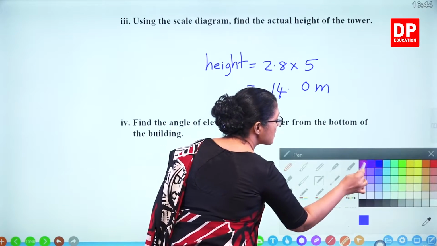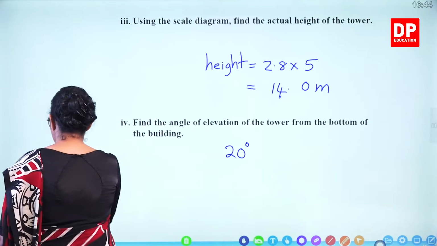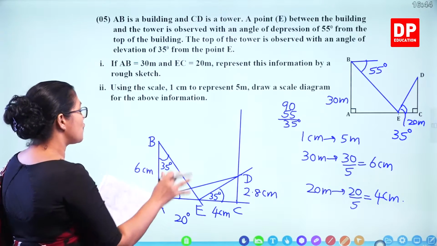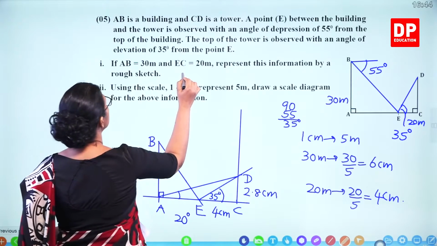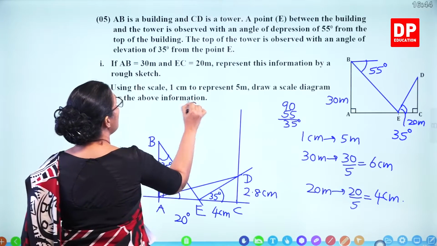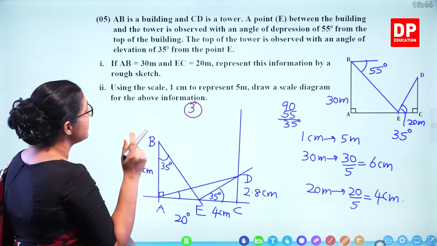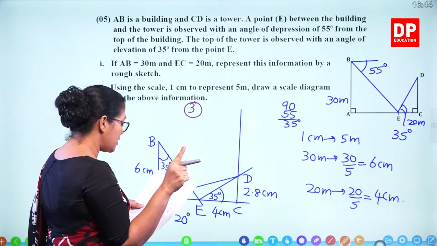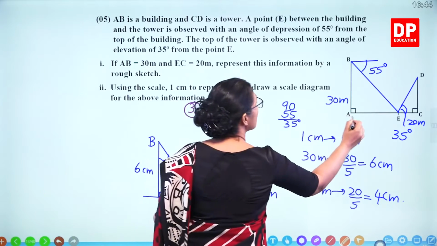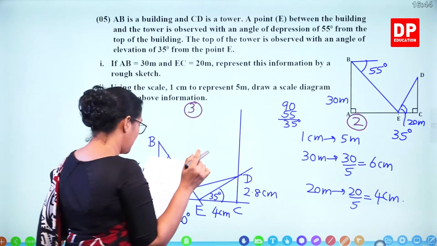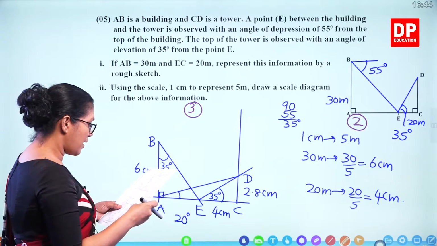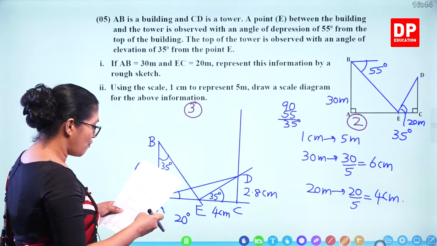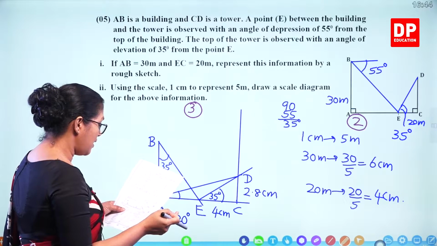Now we'll give marks for each step. So you are getting 3 marks for the scale diagram. That's this part, 3 marks. And sketching this one, you are getting 2 marks. 2 marks for sketching. And also you are getting 2 marks for finding the answer there.